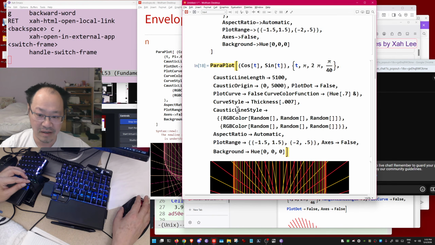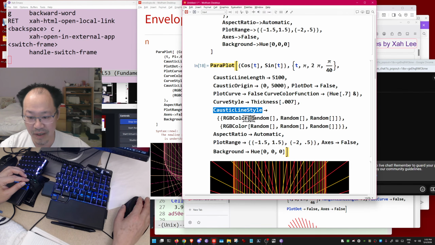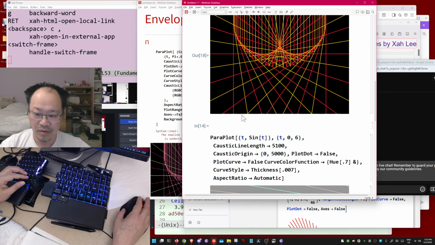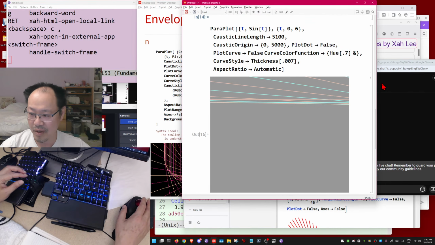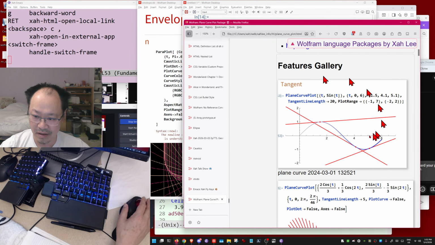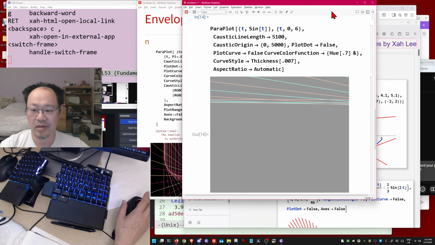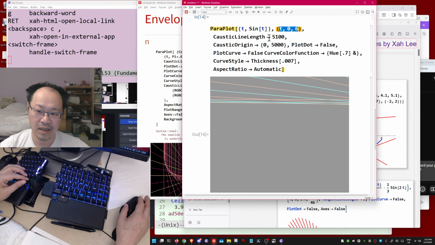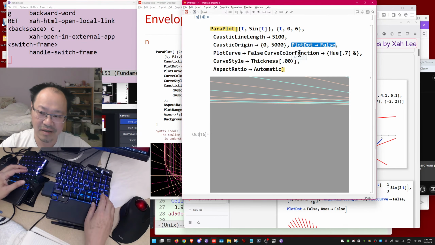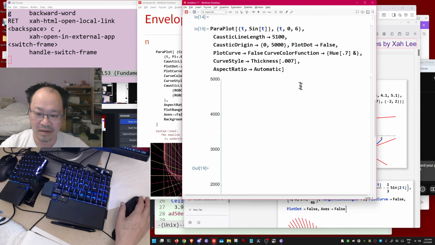So for caustic line style, we say random, actually random two colors. But here we want to demonstrate this tangent and normal. So we want to do sine and cosine, t from 0 to 6. Caustic line length, we don't care. Caustic origin, we don't care. Line length, we don't care. Plot dot force, we don't care. Anyway, let's just draw it. Let's see what happens. Oh, you got this thing.